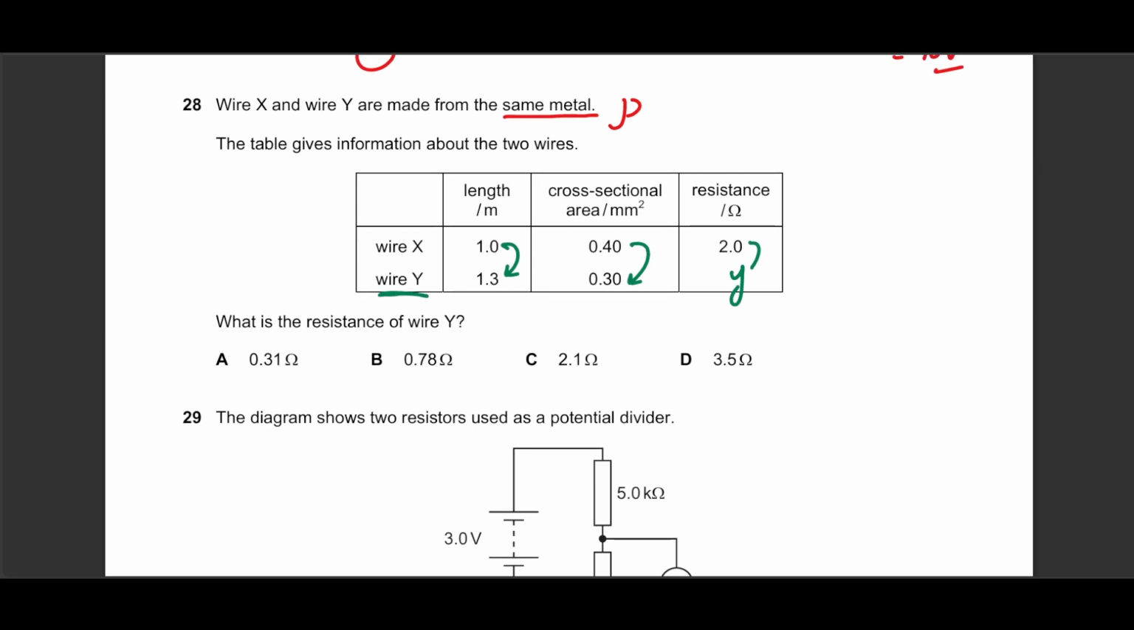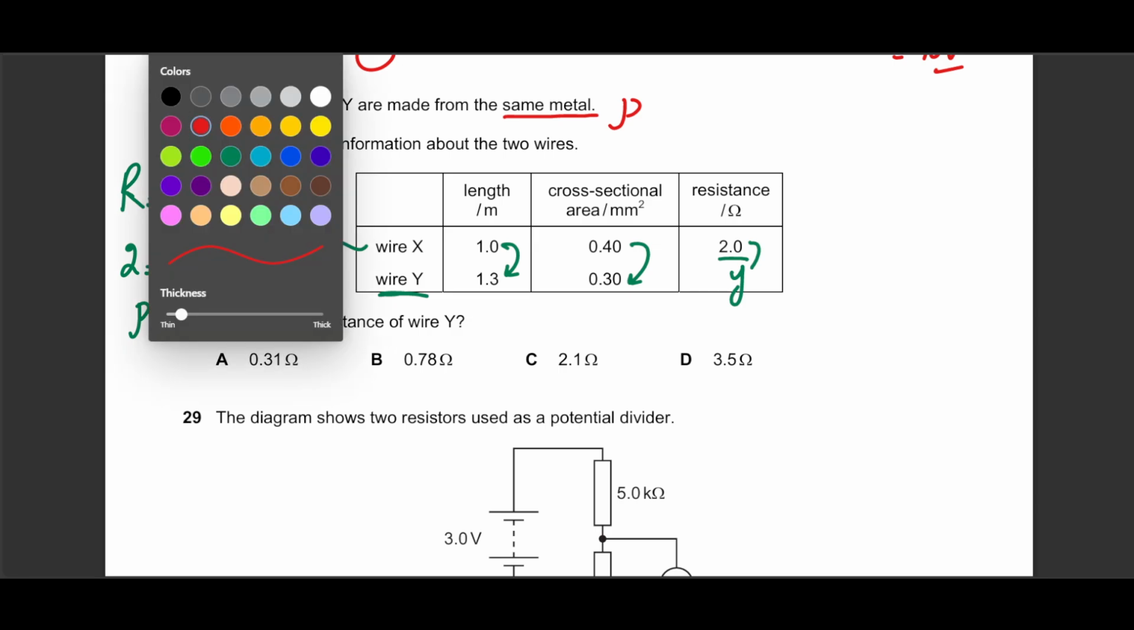Okay, so how can we do that? We have the formula R equals rho L over A. A common practice would be that first you find what rho actually comes out to. So this is 2, so 2 equals rho. Length will be 1 divided by cross-sectional area, which will be 0.4. So rho, as from the first situation, comes out as 0.8.